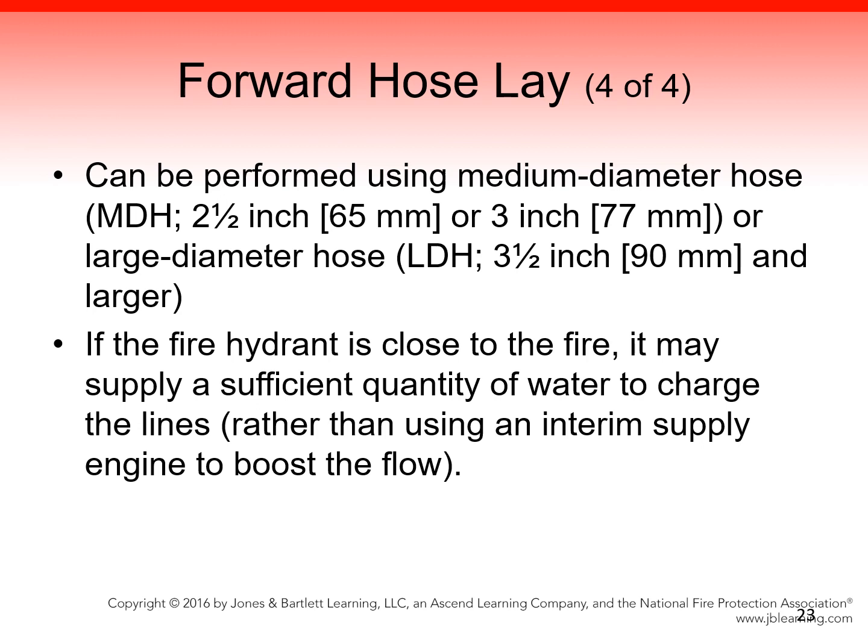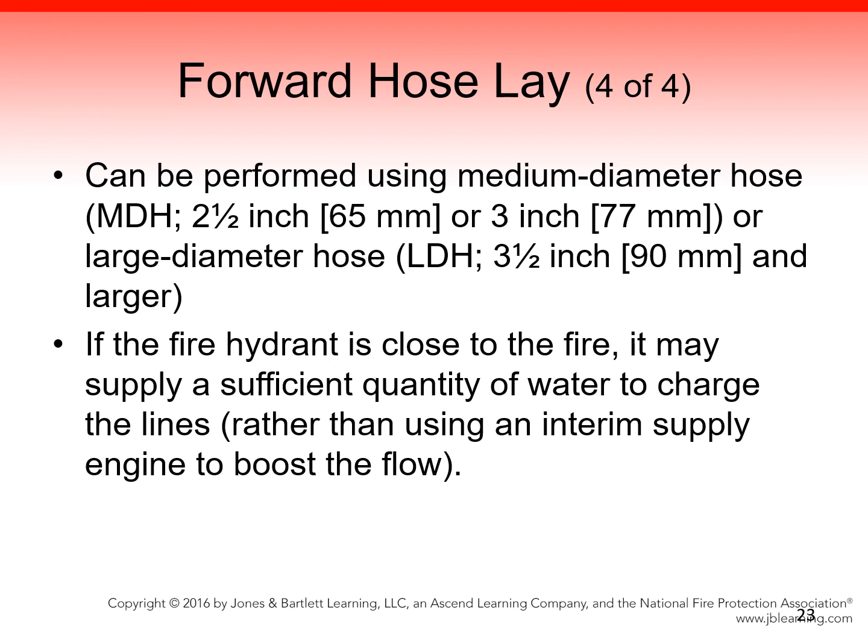A forward hose lay can be performed using medium diameter hose, 2.5 inch or 3 inch, or large diameter hose, 3.5 inch and larger. The larger the diameter of the hose, the more water that can be delivered to the attack pumper through a single supply line. When the MDH is used and the beds are arranged to lay dual lines, a company can lay 2 parallel lines from the hydrant to the fire.